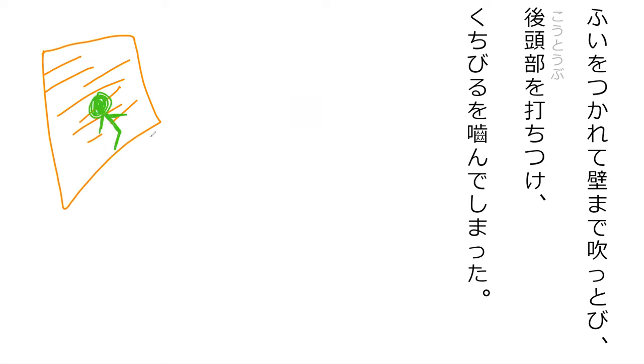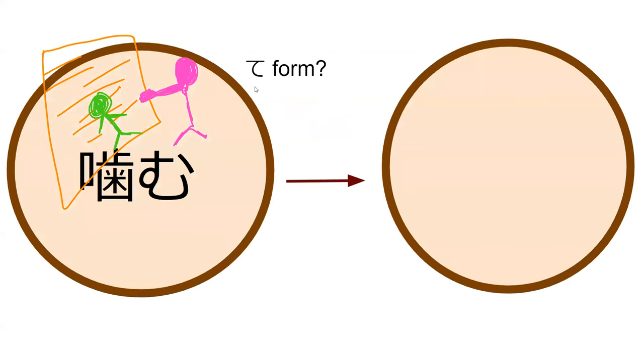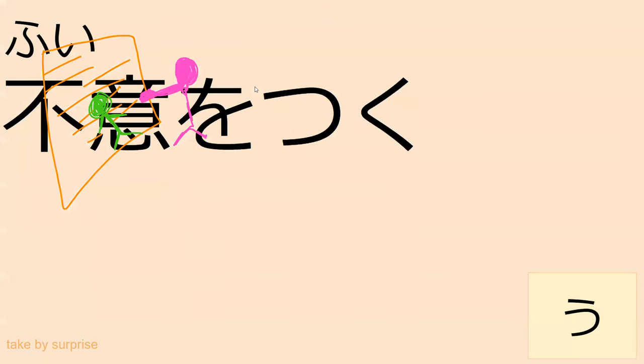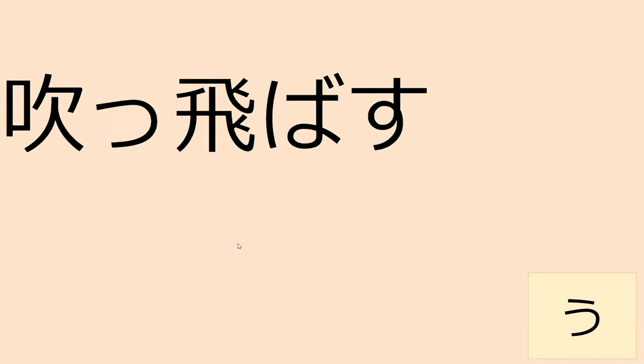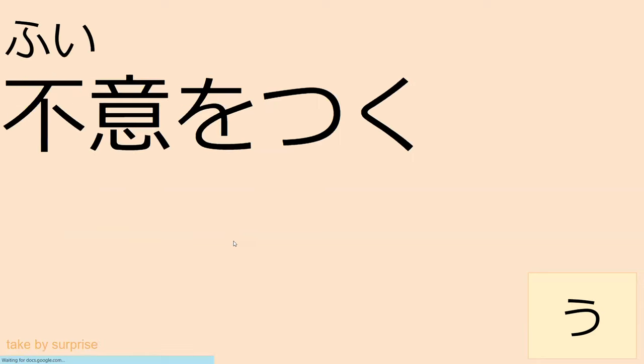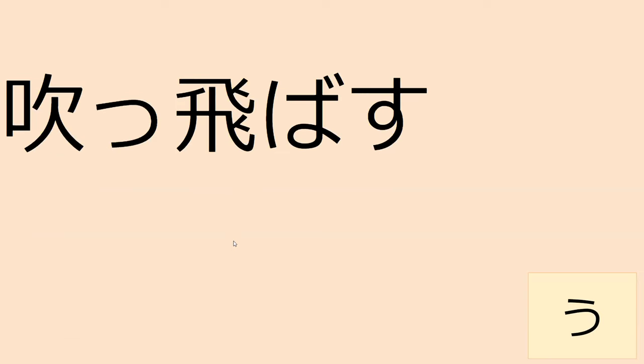So let's say fuyotsuku. Do you remember what fuyotsuku was? We said fuki was to blow, right? That's fuku. Oh no, it's a different kanji. Fuyotsuku, this right here, is the kanji. Fuyotsuku meant to take by surprise. What does futobasu mean? Just to send someone flying. So keep an eye on that kanji.